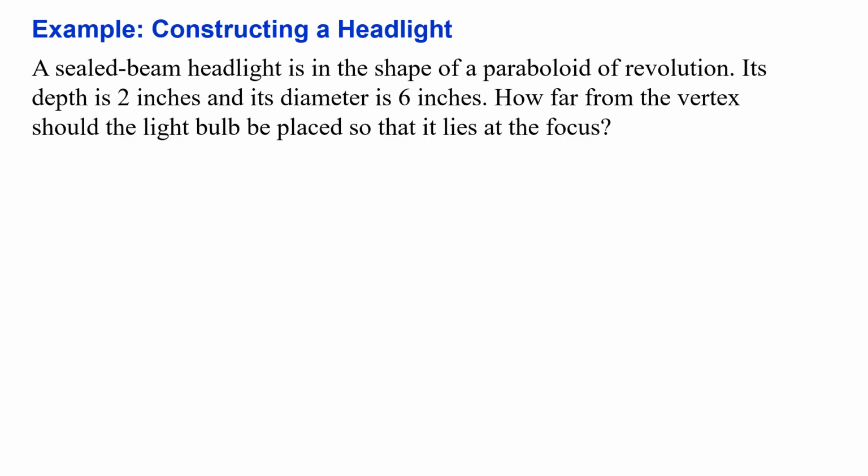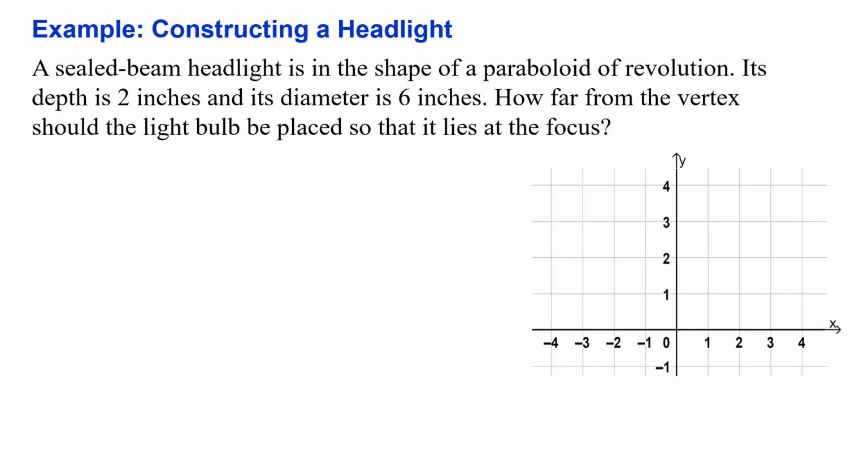In this example, we will be constructing a headlight. And the problem states, a sealed beam headlight is in the shape of a paraboloid of revolution. Its depth is 2 inches and its diameter is 6 inches. How far from the vertex should the light bulb be placed so that it lies at the focus?